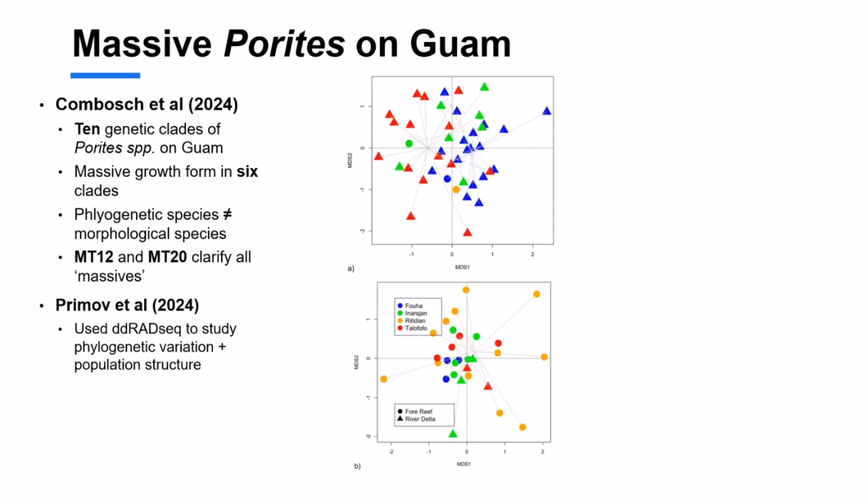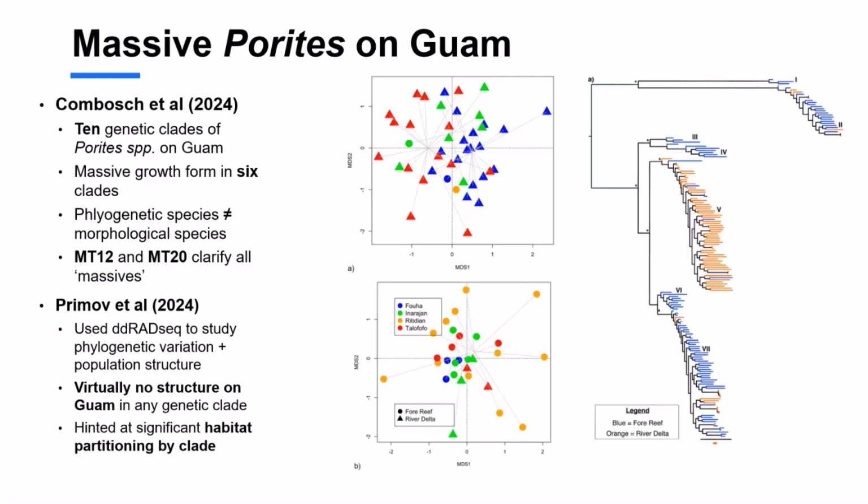An additional thesis in my lab from Karim Primov used a technique called ddRAD-seq to study the phylogenetic variation and population structure of massive Porites around Guam. So the results of Karim's work showed virtually no structure on Guam. And this is shown in this PCA that I'm showing here. So the colors of each of those little triangles and circles reflect the geographic locality. And what you would expect if there was a degree of structure is that samples would cluster according to that geography. But as you can see, there's a heavy degree of overlap in both of the clades that he examined. And so as a result, he determined there's basically no structure here.